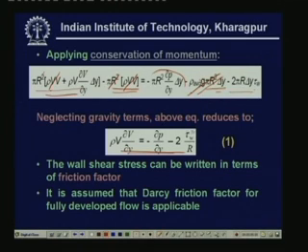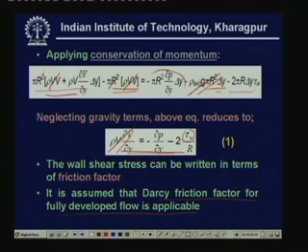Here, as I said, the tau w is the wall shear stress. Now, the wall shear stress can be written in terms of friction factor. For simplicity's sake, we assume that Darcy friction factor for fully developed flow is applicable. What do we mean by Darcy friction factor for fully developed flow? Once the flow is fully developed, this term will not be there. This term vanishes for fully developed flow.